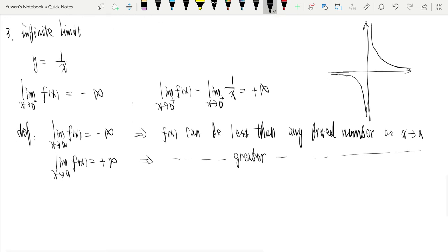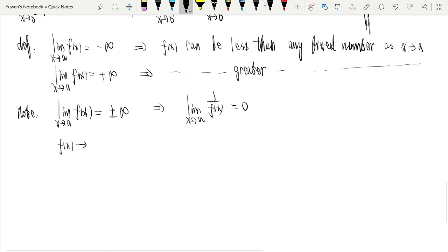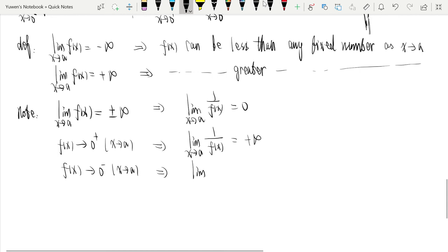And from this example, we should note that if, as x tends to a, f(x) equals positive or negative infinity, then 1 over f(x) tends to 0. And if f(x) tends to 0 from the right, then its reciprocal is positive infinity, and if f(x) tends to 0 from the left, then as x tends to a, 1 over f(x) is negative infinity.